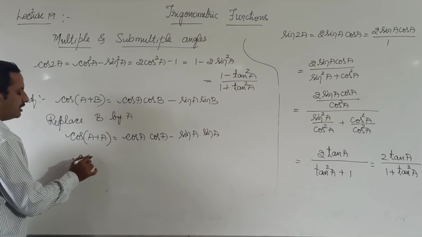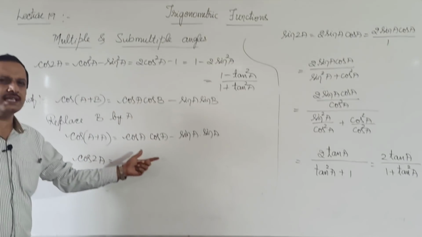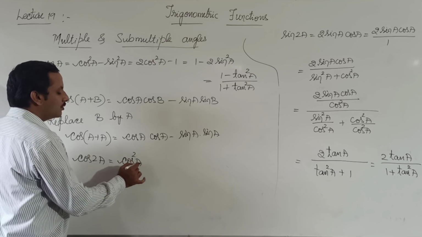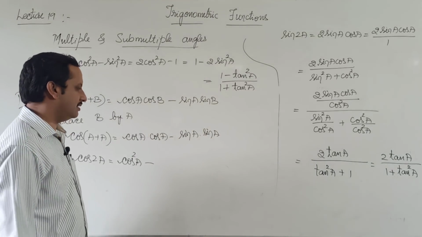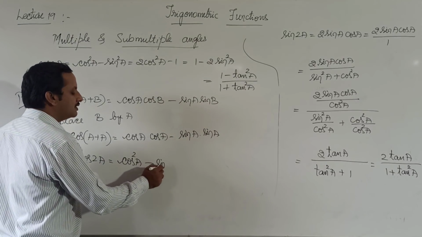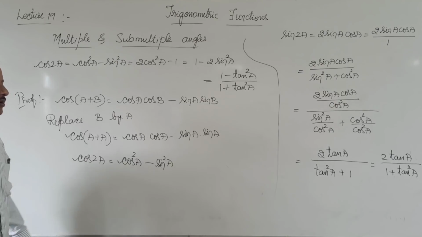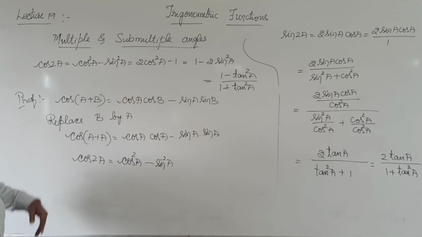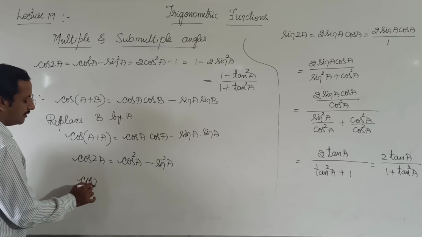So that means cos 2a, a plus a is 2a, is equal to cos a into cos a, which is cos square a, minus sin a into sin a, which is sin square a. So we have cos 2a is equal to cos square a minus sin square a. That means I have proved this one. Now let me prove the second one.